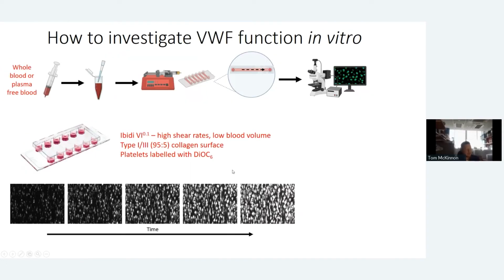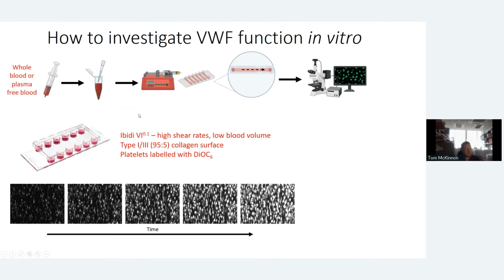Most of the assays that we do to look at VWF function in vitro are trying to mimic this setting where we have a damaged blood vessel, and these assays are actually relatively easy to do. Whole blood will be drawn from a donor, and we can either use it as whole blood, or we can process it to plasma-free blood, which is essentially red blood cells and platelets, and then spike recombinant or purified VWF back in. We use a dye to label the platelets, and then we use a very simple syringe pump to perfuse fluid through our flow slides, and we can use a microscope to image in real time the extent of platelet capture.